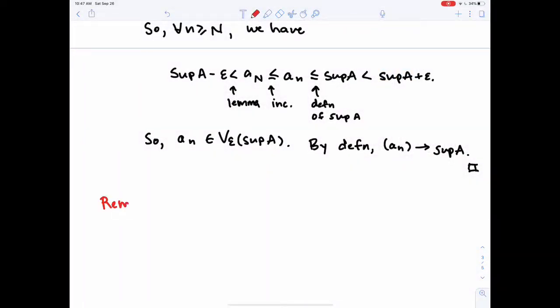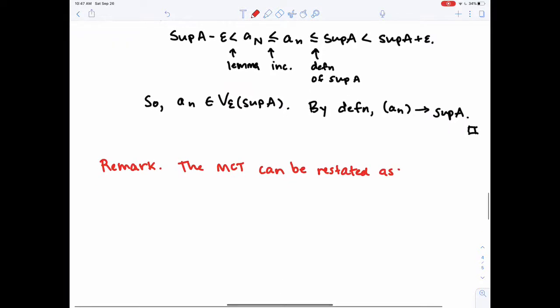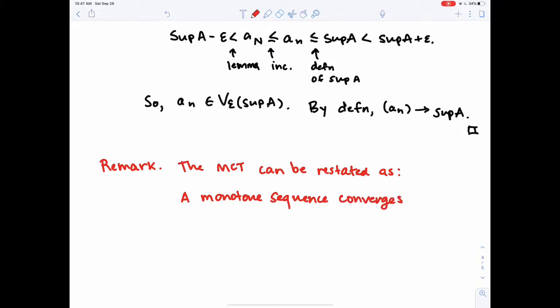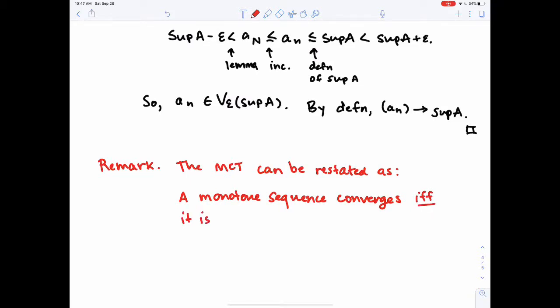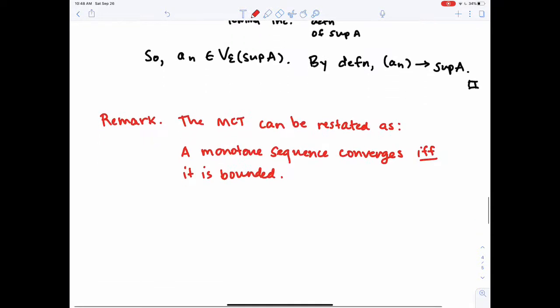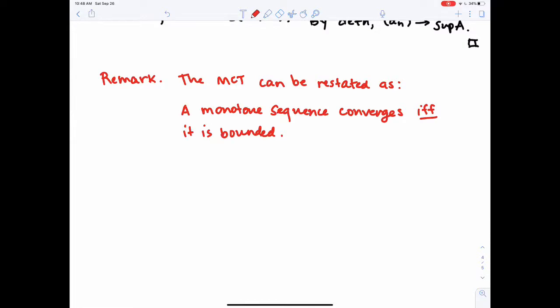Just an important remark, we can actually restate the MCT as an if and only if statement. So the MCT can be restated as: a monotone sequence converges if and only if it's bounded. Now, the backwards direction of this statement is just the MCT. And then the forwards direction, saying if you converge, then you're bounded, that's just the converge implies bounded theorem that we've already demonstrated.